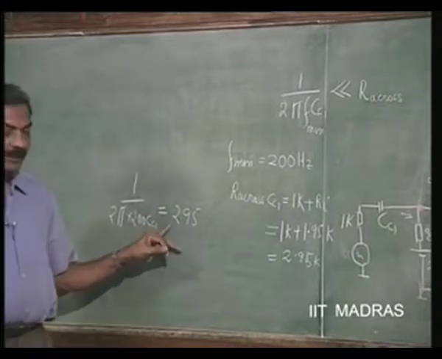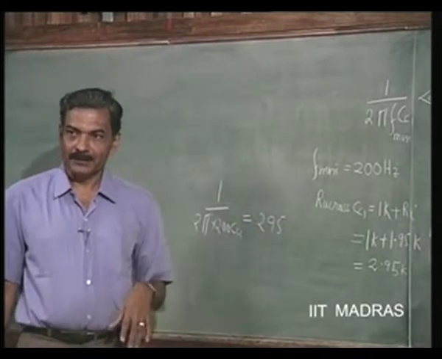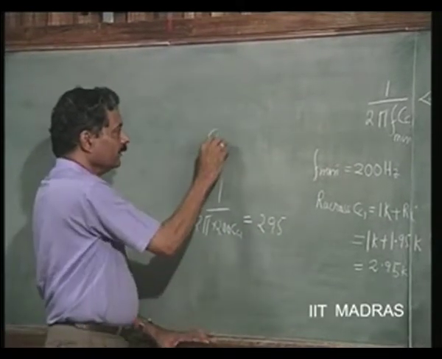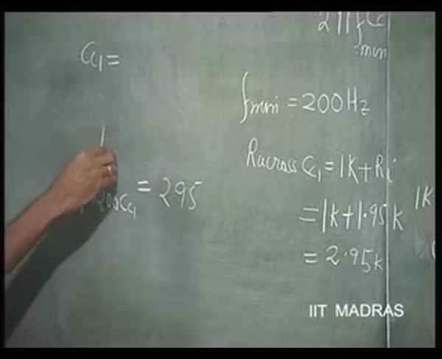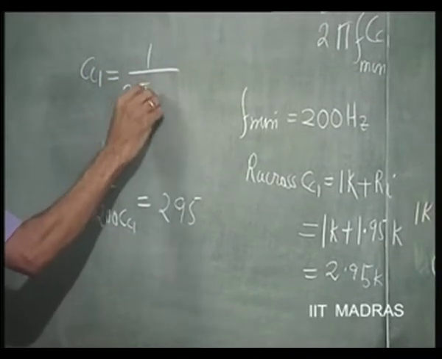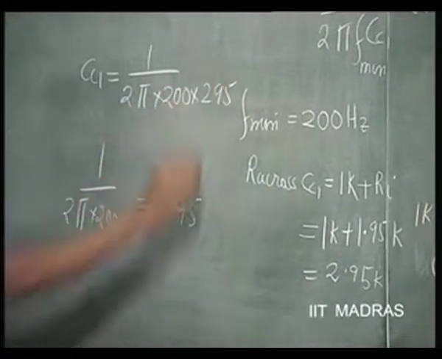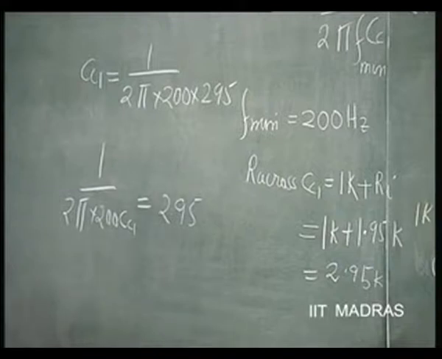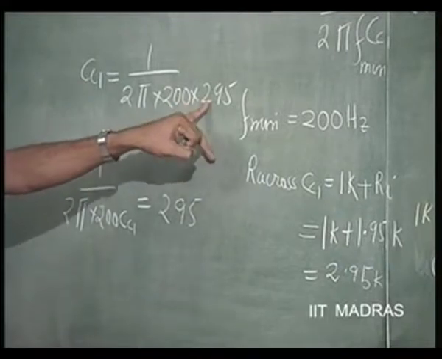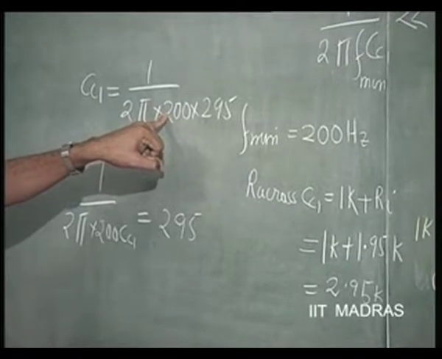So, if the capacitor now offers a resistance which is 295 or less, we are happy. Okay? So, CC1 therefore is equal to 1 over 2 pi into 200 into 295. This will be 360,000 about.